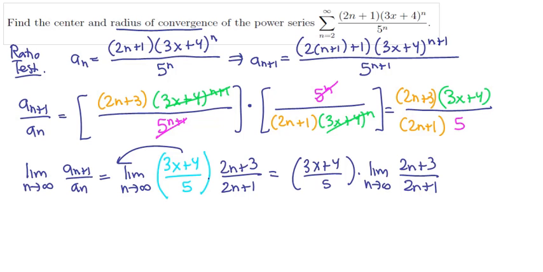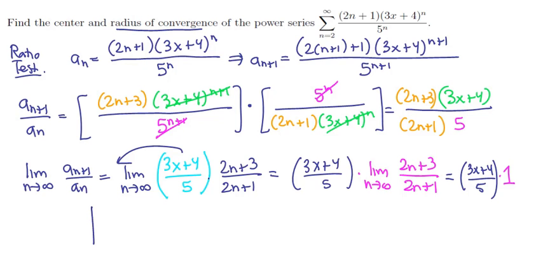Now this should be a pretty straightforward limit. Any of the tricks we've got in our arsenal will tell us that this limiting value is just 1. So we have 1 times the quote-unquote constant in front, (3x plus 4) over 5. So the ratio test says as long as the absolute value of this limit, (3x plus 4) divided by 5, is less than 1, we have convergence.